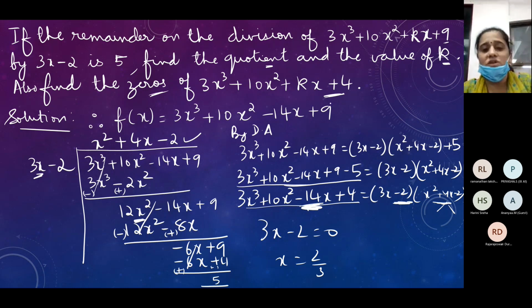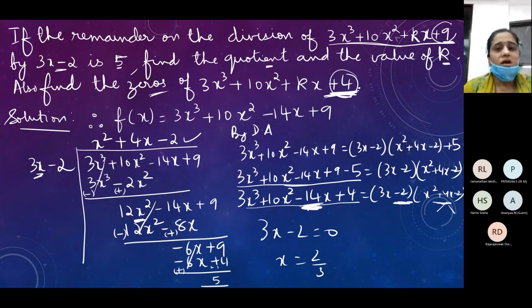And then we need to find the zeros of the same polynomial, but plus 4. Don't worry. See, 9 minus the remainder 5 will give you plus 4. So take up this polynomial as a dividend and divide that by 3x minus 2. Now don't worry, this is plus 4, but here we have plus 9. Just take up this and divide this by 3x minus 2 and find the quotient. That's the quotient.